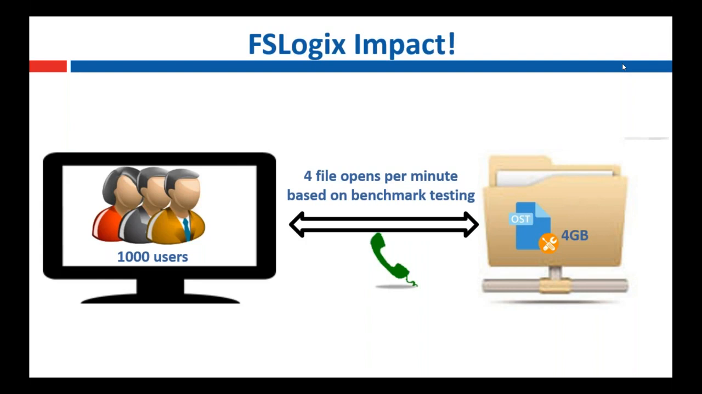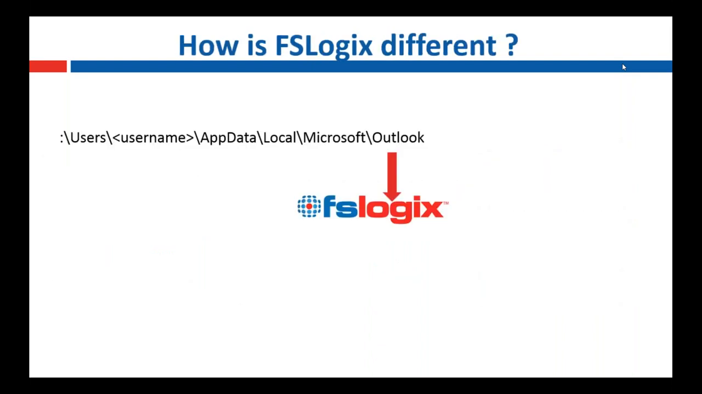With FSLogix, we only do a file open per user when they launch the VHD, when they attach to it, basically on login. So throughout the day, you'd be looking at about 4 file opens per minute. Technically it's 1,000 file opens in the morning and 1,000 file closes in the evening, but when you average that out, it comes to about 4 file opens per minute. So it really changes how we communicate with the actual data, and this is what gives us our speed.